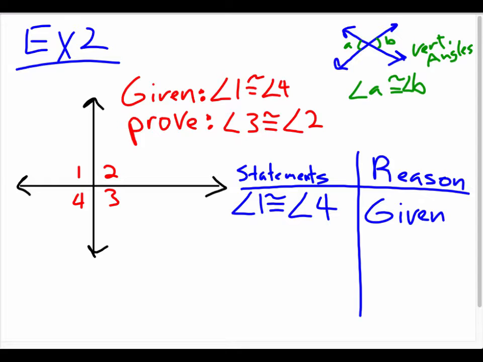Okay, what about 2 and 3? They're also supplementary and they share a line, so they're a linear pair. What about 1 and 3? They're vertical. And what does that tell us about 1 and 3? They're congruent. And what about 2 and 4? They're also congruent to each other.